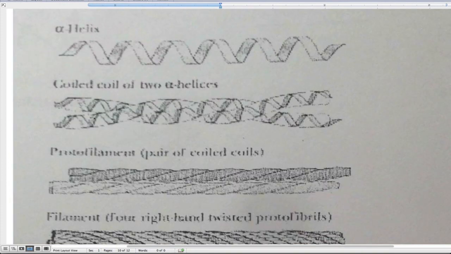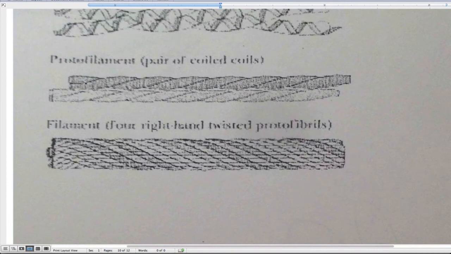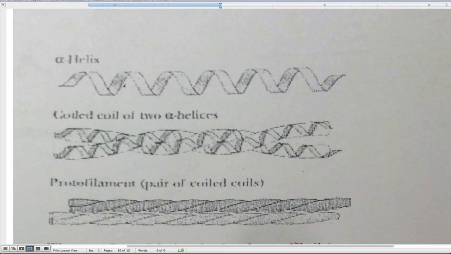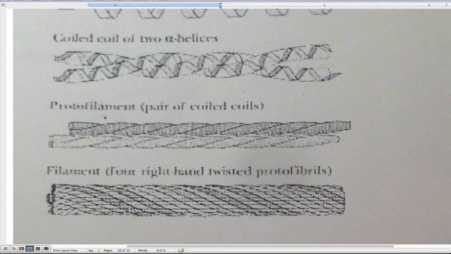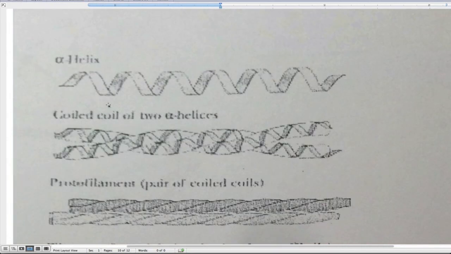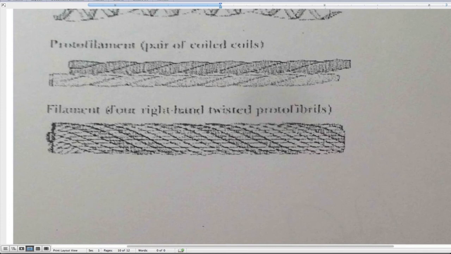Notice that we could take this pair of coiled coils and then they can start intertwining with other filaments as well. So this can add strength by taking the basic structure and then coiling that even more about other filaments. So this is showing the basic structure that alpha-keratin is made up of.